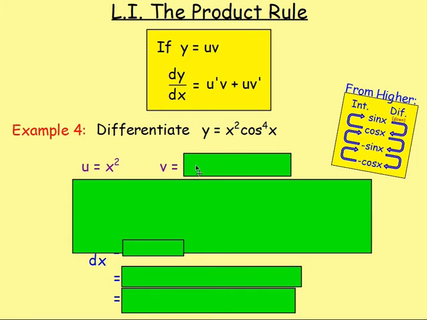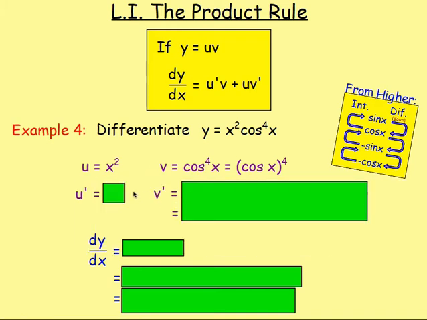How else could you write that? What does that really mean? Yeah, perfect. What that means is cos x all to the power of 4. Work out u dash and v dash then. So we're differentiating. So u dash is going to be the derivative of u. So if we differentiate u with respect to x, we would end up with 2x.